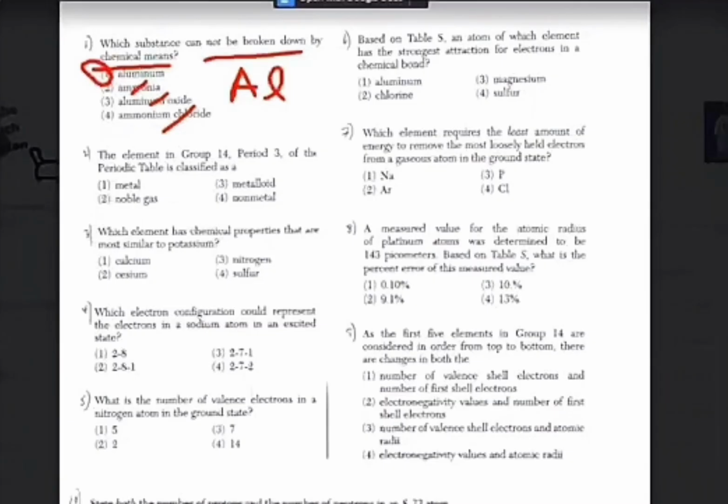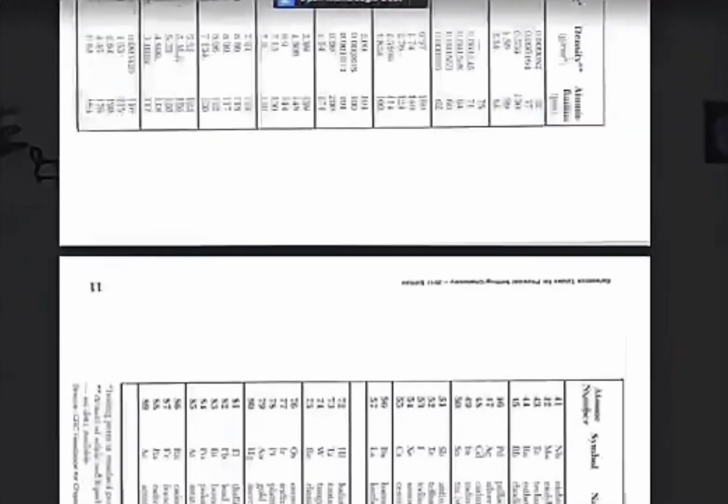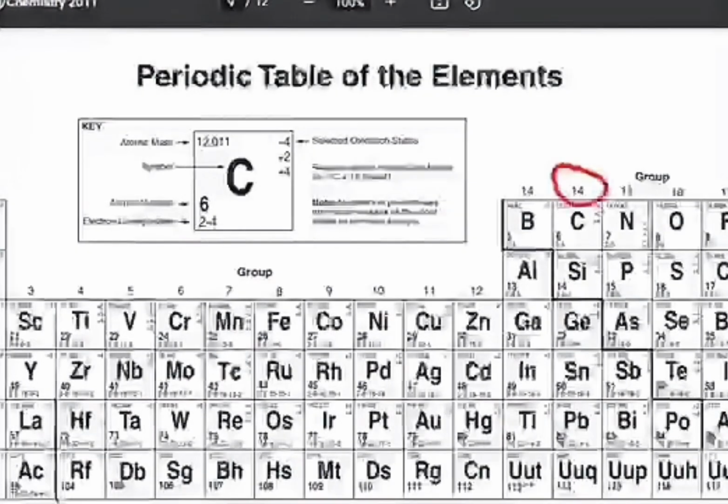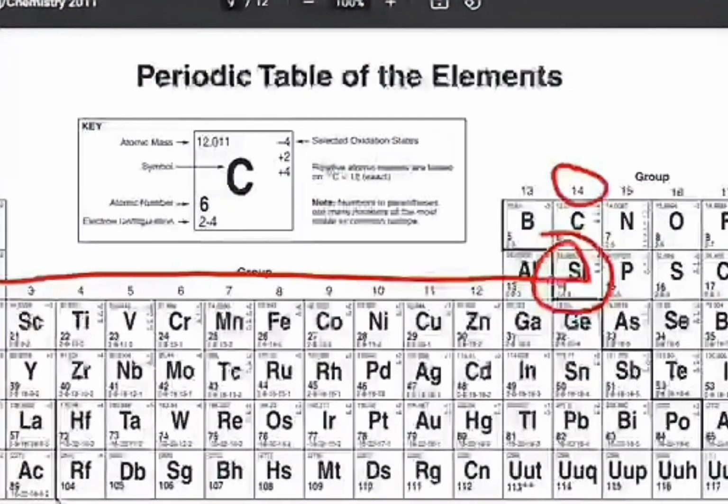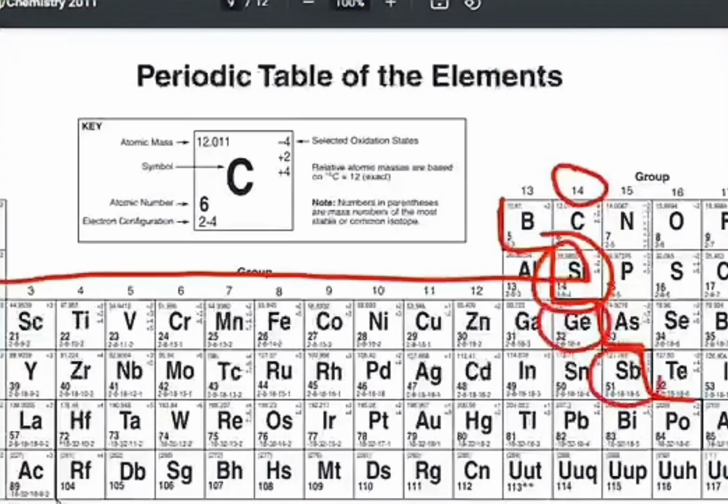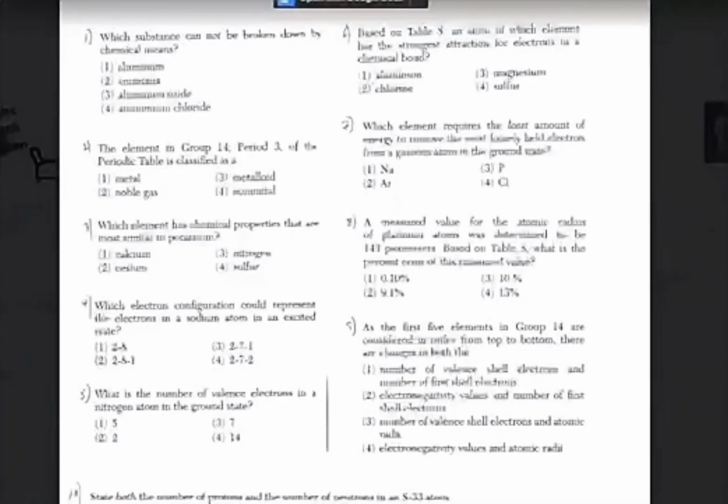All right, let's go to number 2 here. Element in group 14, period 3 is classified as. Well, let's go back up. Group 14, period 3 is going to be silicon. Silicon is on the staircase. Boron, silicon, arsenic, tellurium, and then germanium and antimony are your semi-metals or metalloids. Location, location, location. Let's go back. And sure enough, for question 2, the answer is choice 3.